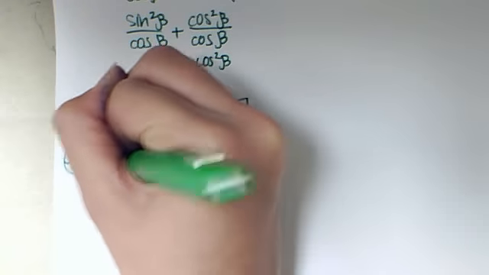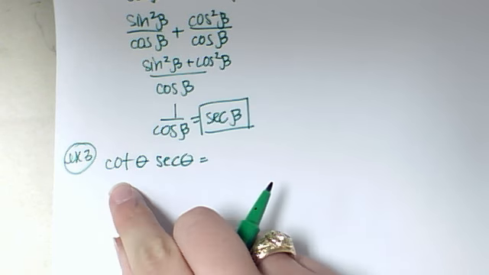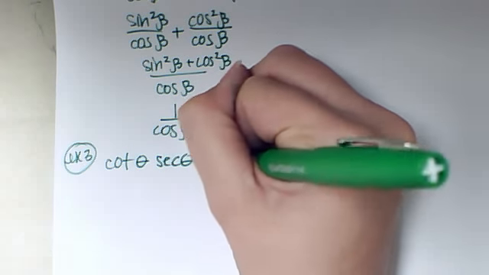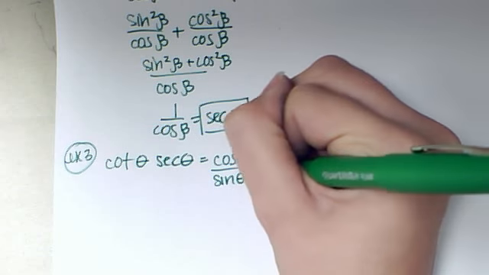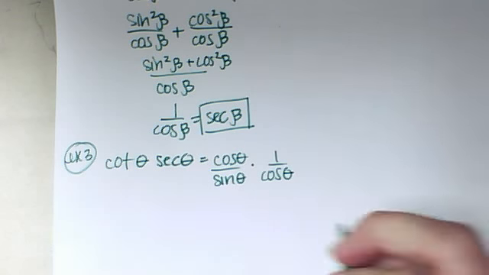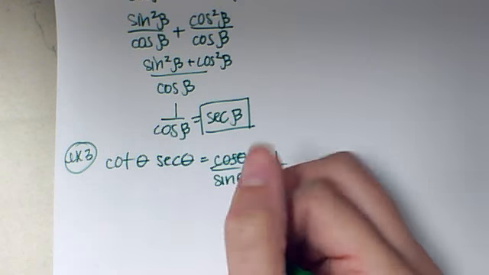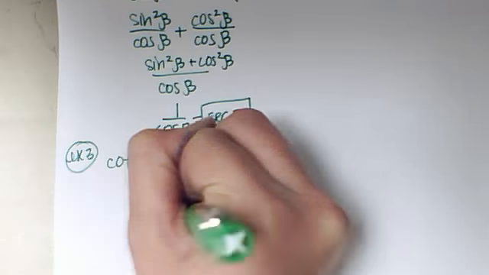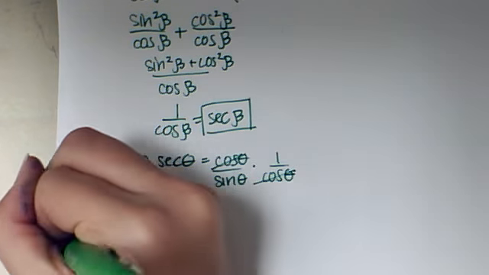Example 3, cotangent of theta times the secant of theta. Cotangent, again, we want to get everything in terms of sine and cosine, so cotangent is cosine of theta over sine of theta, and the secant is 1 over the cosine of theta. I should be able to see from here that my cosines are going to cancel each other, and I have 1 over sine, which is the same as cosecant. So the answer is just cosecant of theta.